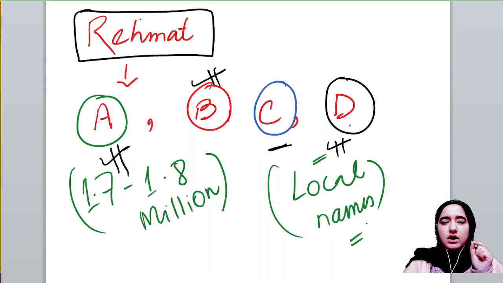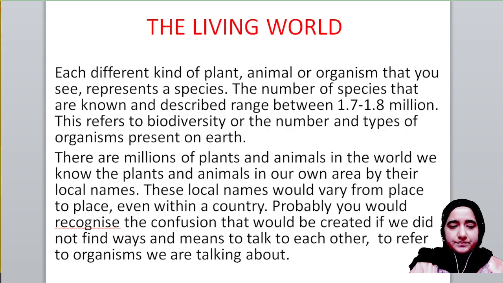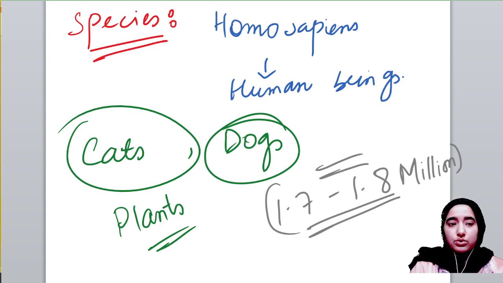That's why scientists, in order to get over this confusion, provide us the biological name of each organism, so that whenever we talk about that organism, we shouldn't get confused whether we are talking about the same organism or not. If I tell the local name of an organism and you tell me the local name of that organism, we both will get confused. That's why we have scientific names, or biological names, of each and every organism in order to get rid of that confusion. I hope this concept is clear. That naming is known as nomenclature.